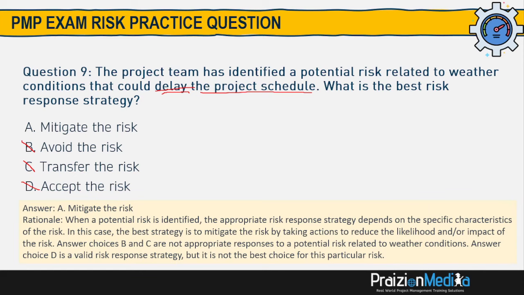When a potential risk is identified, the appropriate risk response strategy depends on specific characteristics of the risk. In this case, the best strategy is to mitigate the risk by taking action to reduce the likelihood and/or the impact of the risk. Answer choices B and C, avoid, transfer, they're not appropriate because it relates to weather conditions.